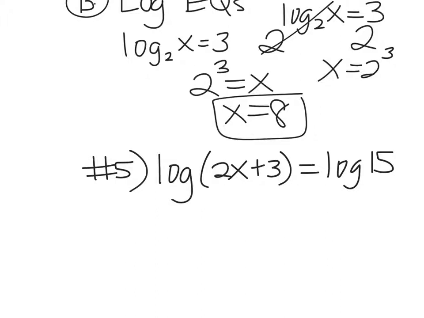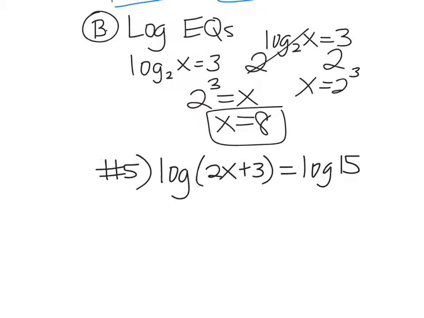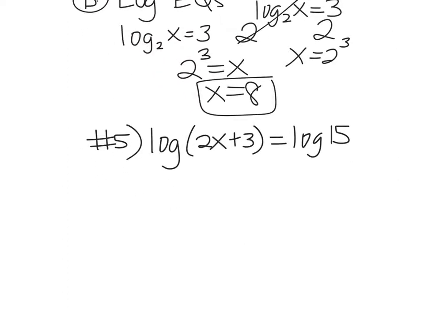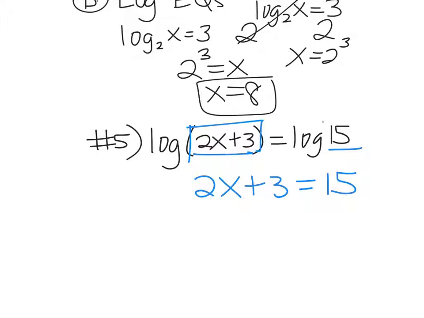If you have log of stuff equals log of stuff, then what happens? Stuff equals stuff. You're right. Yes, stuff equals stuff. I say that a lot because it's true. Log of stuff equals log of stuff, so stuff equals stuff.